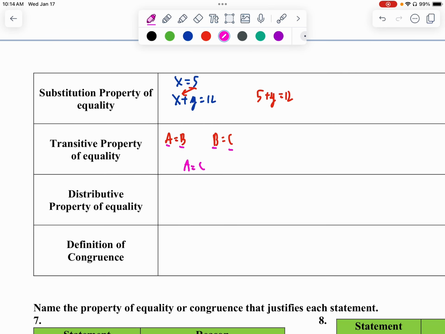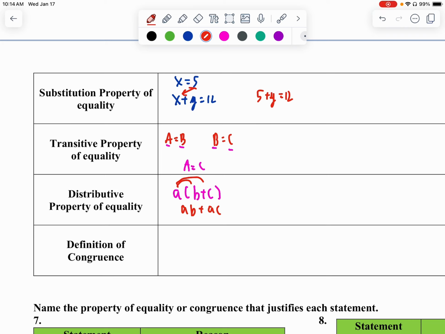Distributive property of equality is one that we are familiar with. Distributive property says if you have something like A times (B plus C) in parentheses, you can multiply across that A to be left with AB plus AC, multiplying across.